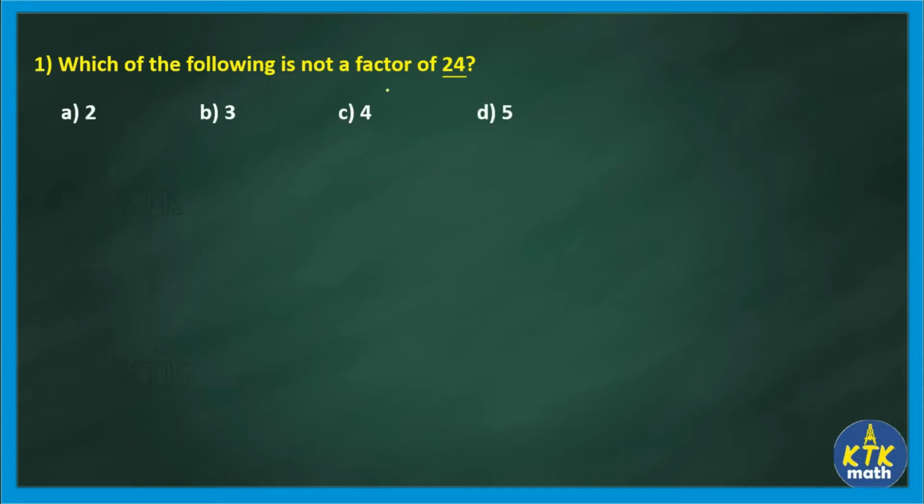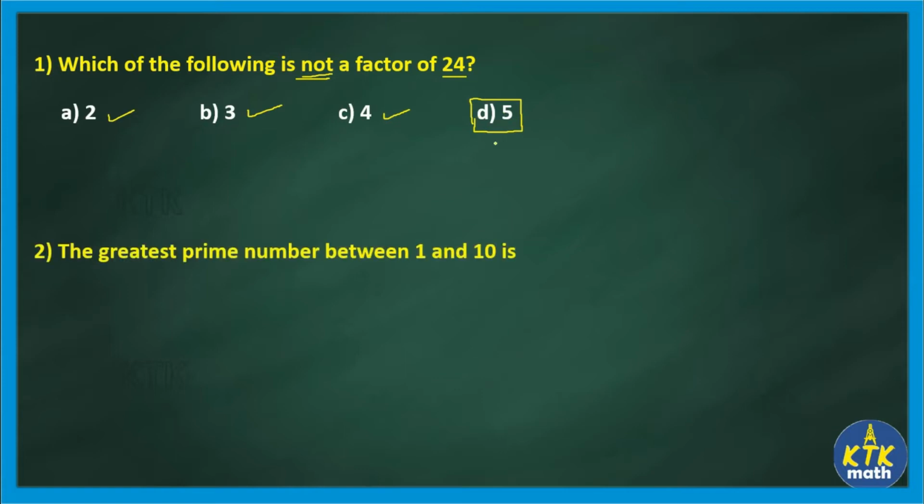Okay, let's see. First question, which of the following is not a factor of 24? So you have options 2, 3, 4, 5. Before I say the answer, you can start writing the answer in your note. When I say the answer, you can check it. Okay. So here 24 will come in the 2 table, it will come in the 3 table, and it will also come in the 4 table. We can't see 24 in the 5 table because the question asks for not a factor. Therefore, your first question answer is option D, 5.